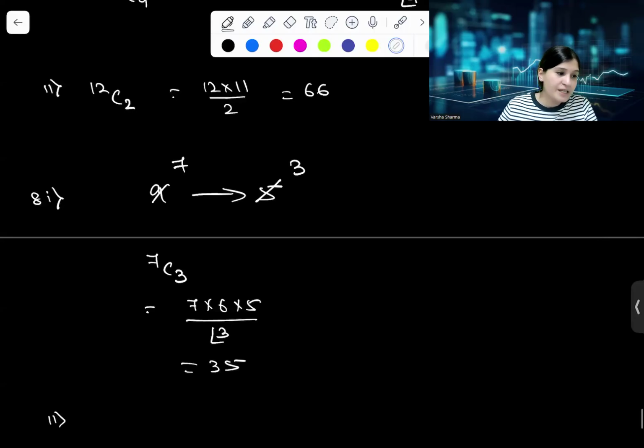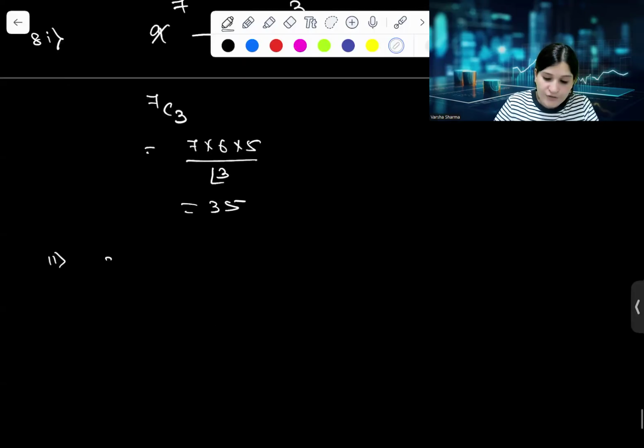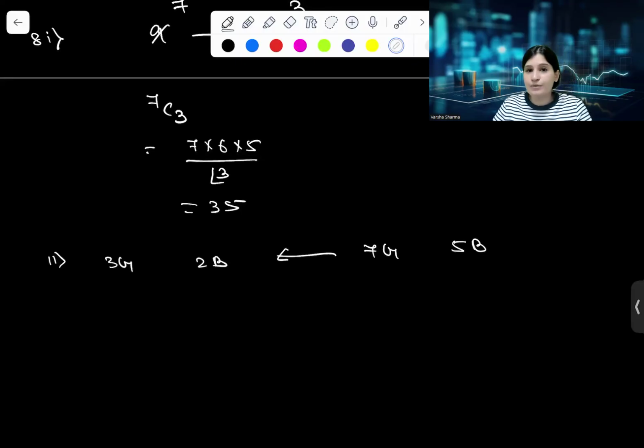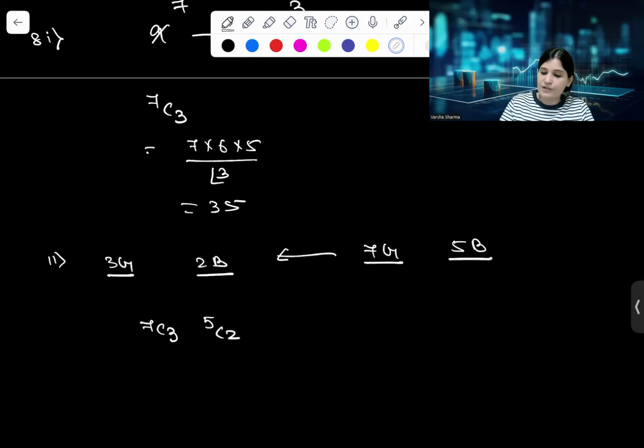Second, in how many ways can a committee of 3 girls and 2 boys be made out of 7 girls and 5 boys? So 3 girls have to be selected from 7. So 7C3. 2 boys have to be selected from 5. So 5C2. I want both of them, so multiply. So 35, and 5C2 is 10. So 350.